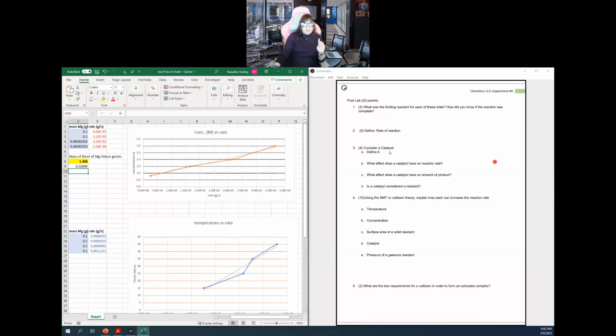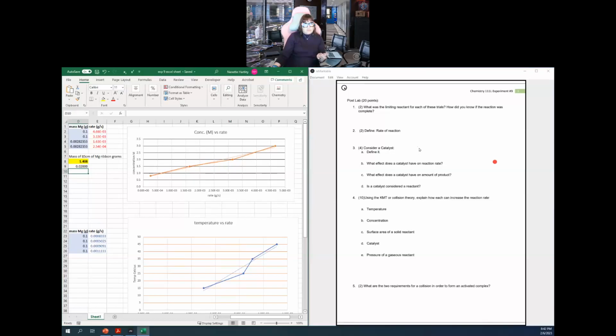You need to define the rate of the reaction. Now here, that's defined as grams per second. Normally, we do it as concentration per time. Change in concentration over change in time. You need to explain a catalyst. What is a catalyst? What effect does it have on the reaction rate? What effect does a catalyst have on the amount of product? And is a catalyst considered a reactant?